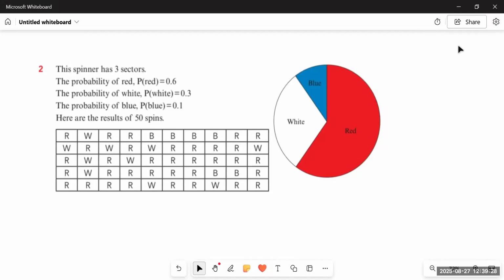Next, we have question number 2, which says the spinner has 3 sectors. As you can see here, we are provided with a pie chart having 3 sectors of red, white, and blue. The probability of red is 0.6. They are not giving us the angles. Always remember that the angle of a pie chart is always 360 degrees. But they are not giving us the angle. They are just telling us the probability of red is 0.6.